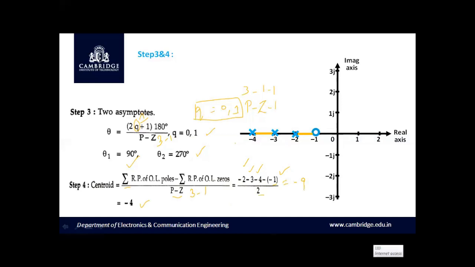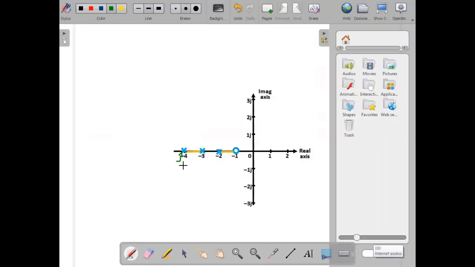Minus 9 plus 1 divided by 2, which is equal to minus 8 divided by 2. Therefore, the centroid will be equal to minus 4. Let us mark the centroid at sigma equals minus 4, and with centroid as center, let us plot the asymptotes at an angle of 90 degree and 270 degree.